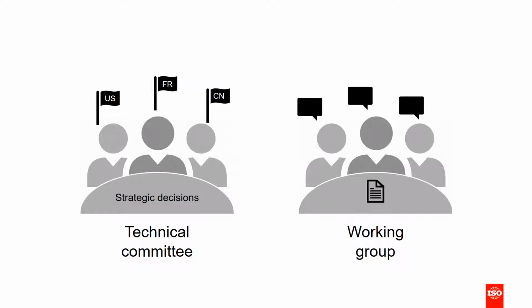And the working group, via the convener, will make recommendations to the technical committee for each country to vote on and take action. So that is the summary of this unit. I hope you now have a clear understanding of the difference between a technical committee, a working group, and their respective members.